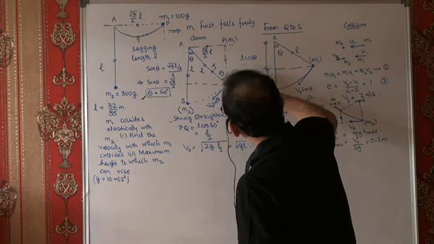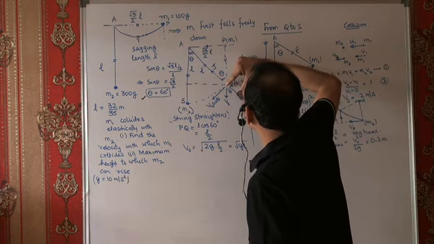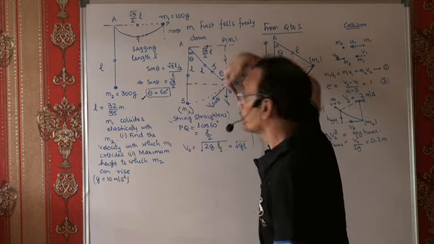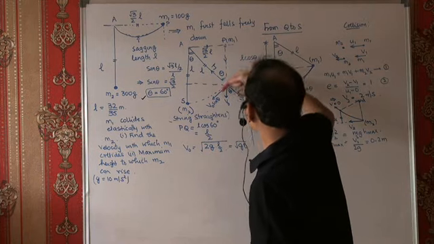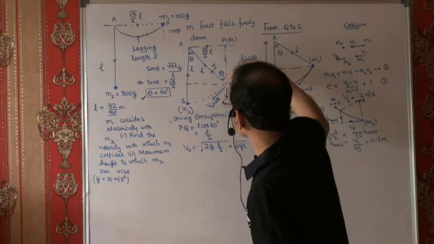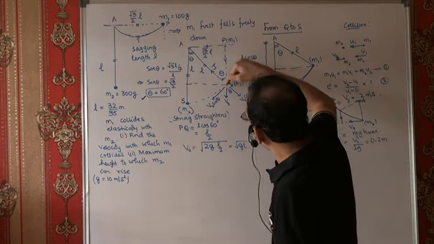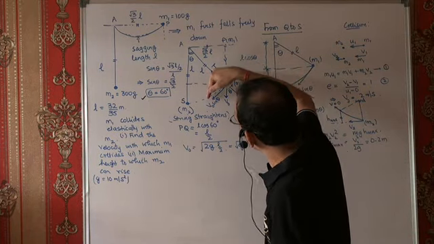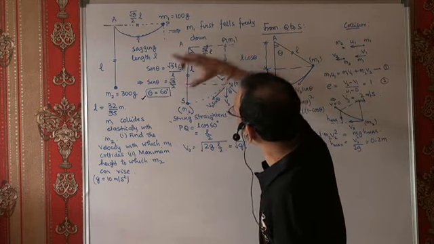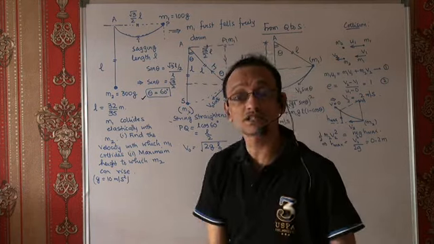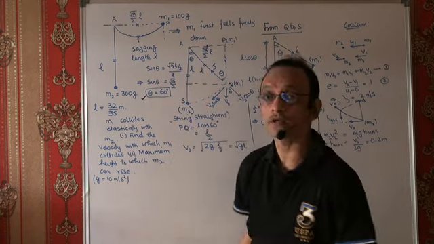Now, this velocity could have been resolved as V0 cos theta along the string, and V0 sin theta tangential, perpendicular to the string. From this point onwards, the mass M1 will take to a circular trajectory of radius L. Yes or no?